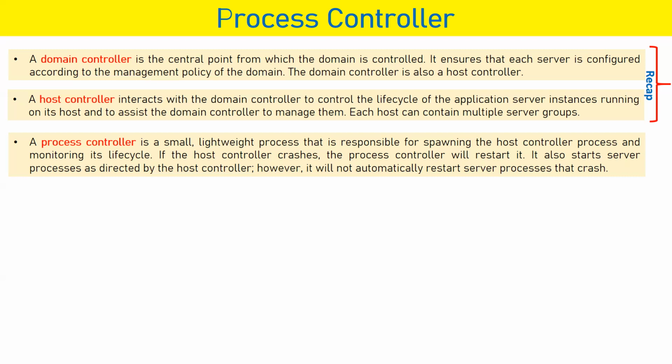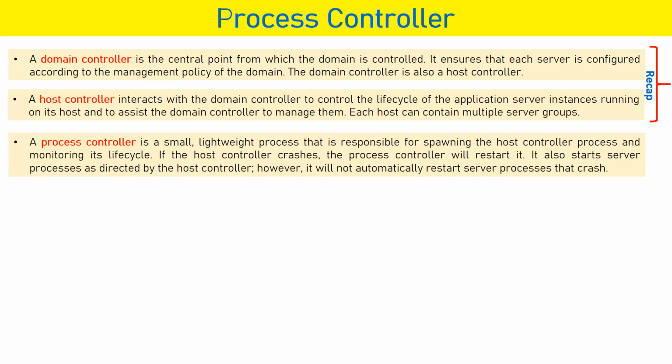Okay, but as I said, in case your host controller crashes, your process controller automatically restarts it. But this is not the case for the JBoss instances. That means if any of your JBoss instances crashes, it will not be automatically restarted by the process controller. For that, you have to initiate the command for restarting your JBoss instance from the host controller. So the host controller will contact your process controller, and then the process controller will start your JBoss instance.